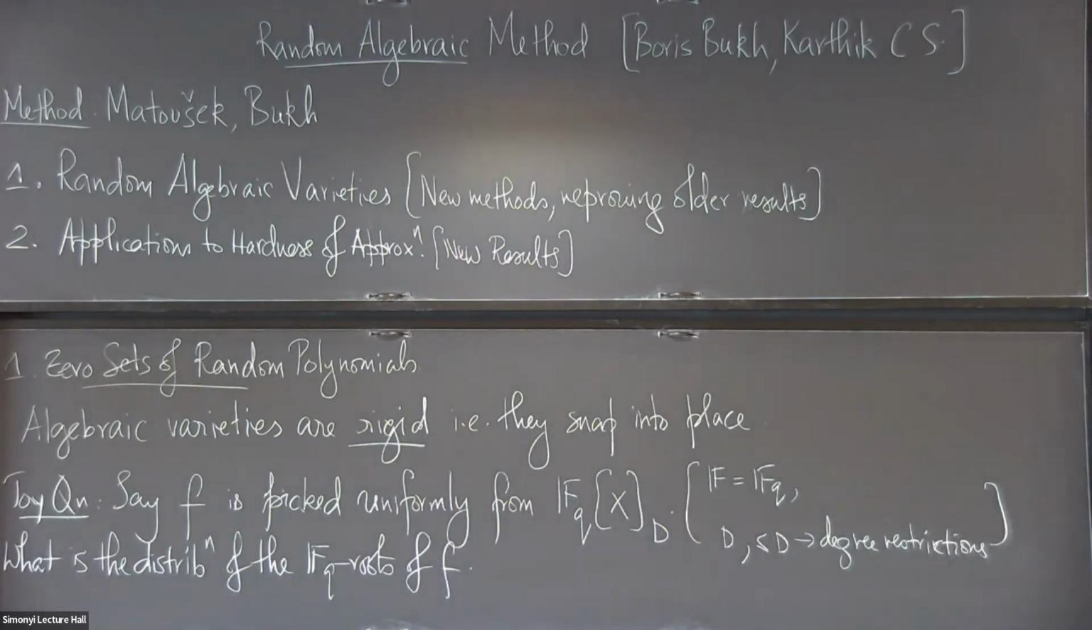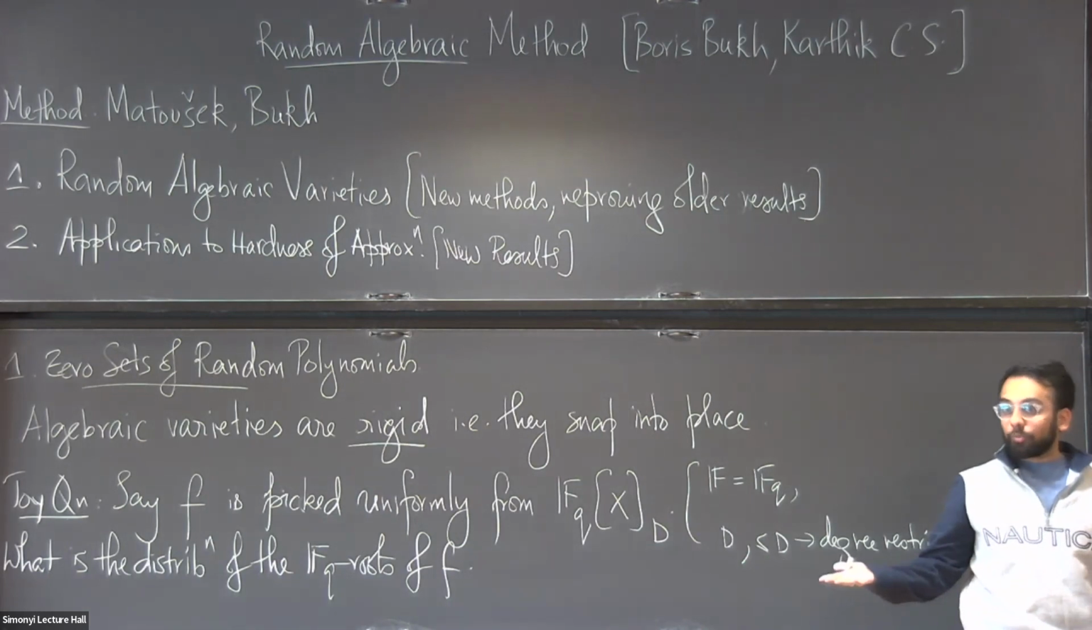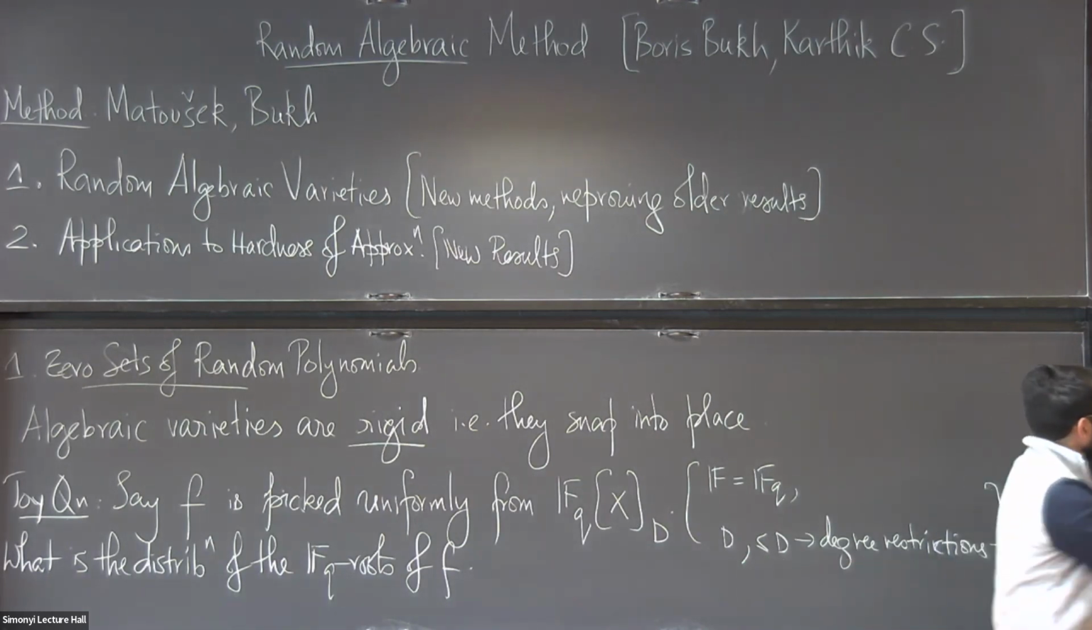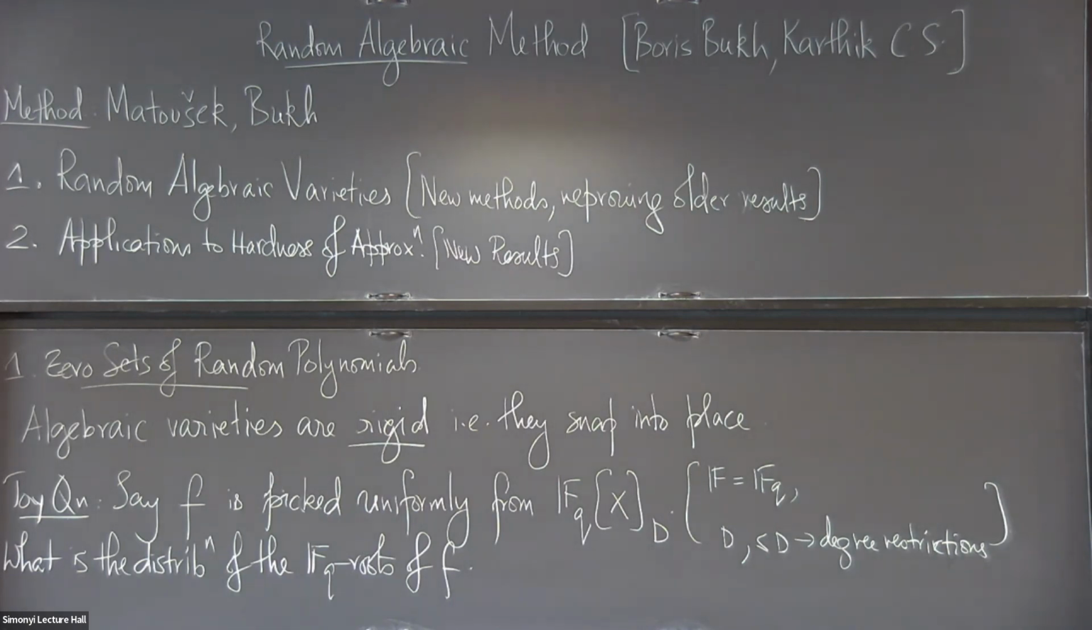So here's the answer. You expect one. You expect one root on average, that's right. And then it decays. It's a sort of Poisson with mean one actually, with one caveat. We know that a polynomial of degree d can't have more than d roots unless it happens to be identically zero. So here's what the distribution looks like.